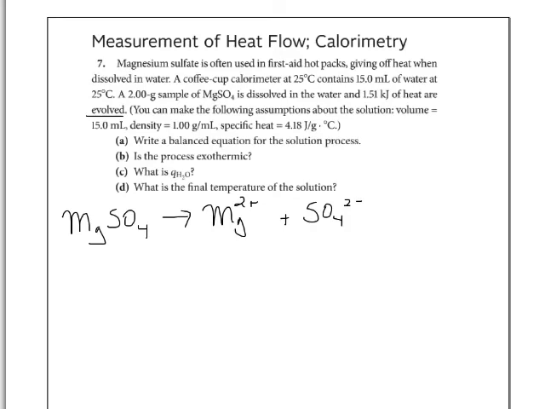What is QH2O? So remember that Q reaction is equal to minus Q water. So that means that QH2O is going to equal 1.51 kilojoules. Okay. And then what's going to happen if we put 2 grams in there? What are we going to get for the final temperature?